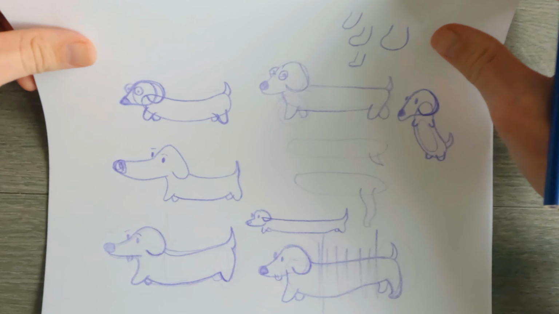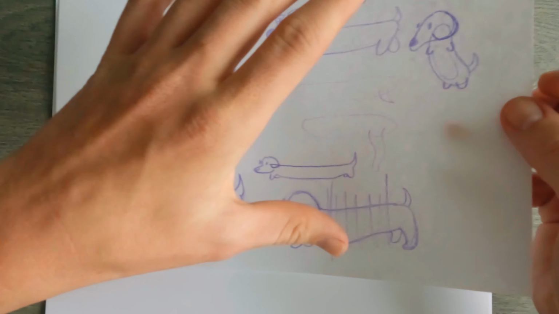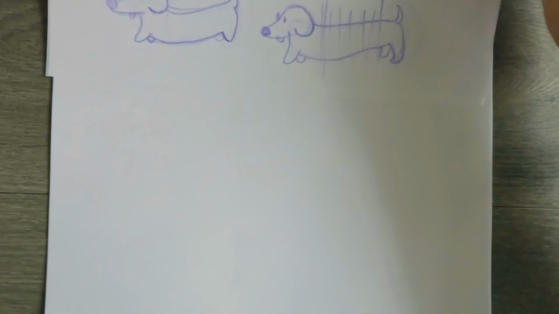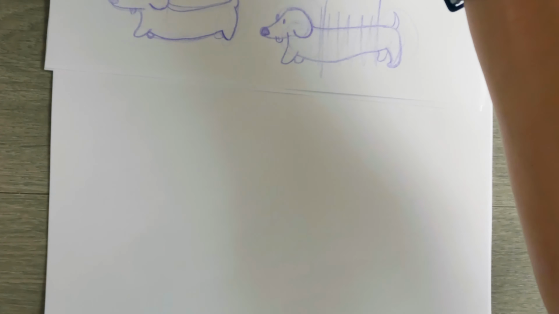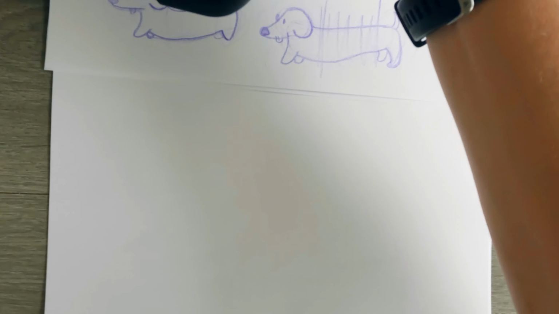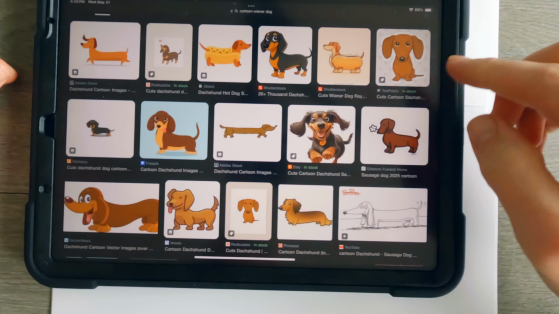Okay, so let's get a new piece of paper maybe. Maybe I'll fold this. This is where reference can come in too. We can look at the other wiener dog bodies. How does everybody else draw their bodies?